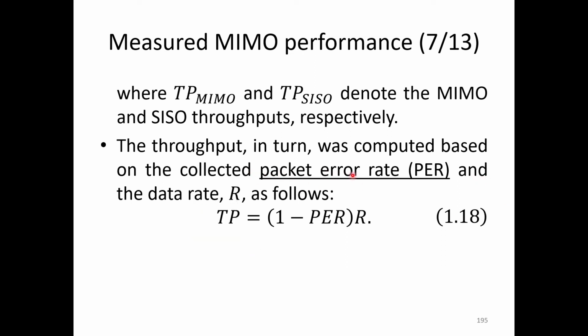Okay, packet error rate PER and the data rate are as follows. TP throughput is equal to 1 minus packet error rate PER times R. Okay, so please note that throughput is not equal to data rate. Okay, it is equal to 1 minus packet error rate times the data rate, because the throughput only takes the successful packet transmission into account.